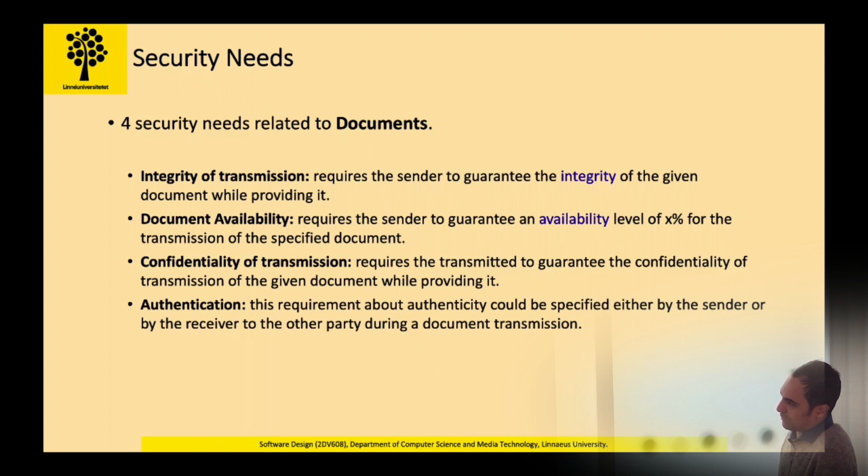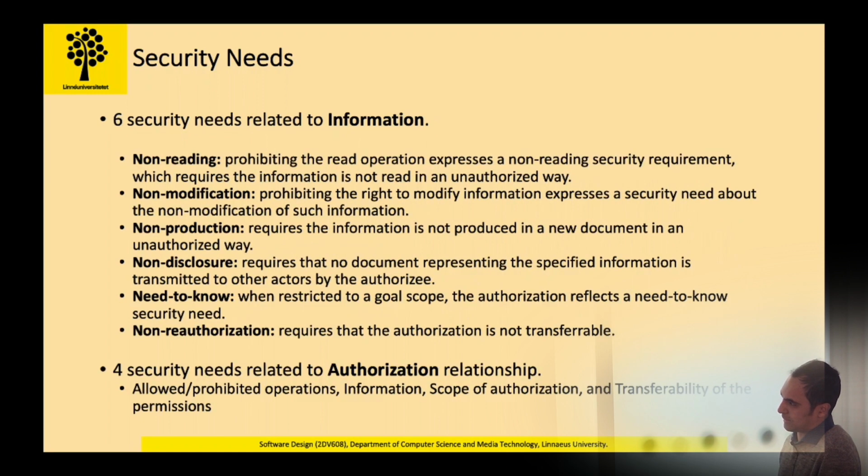So if someone wants to access a document, we need to check if they are authorized to access that document. Or if we are sending a document to someone, we need to make sure that we are sending it to the authenticated person or the right person. There are 6 security requirements about the information. Information is also part of the documentation, but documents are at a higher level than information. So information has some very basic security requirements.